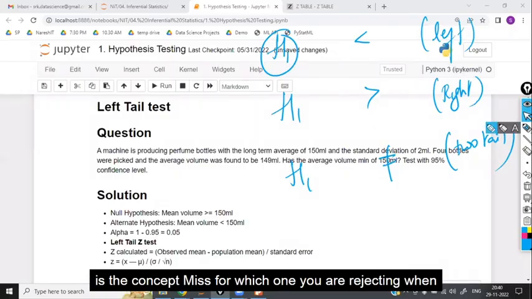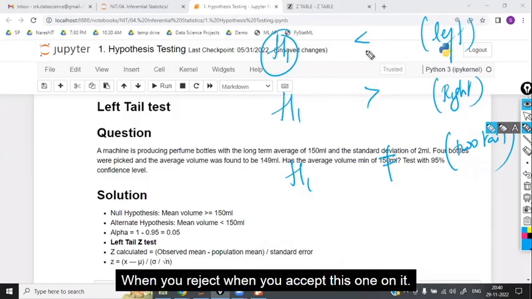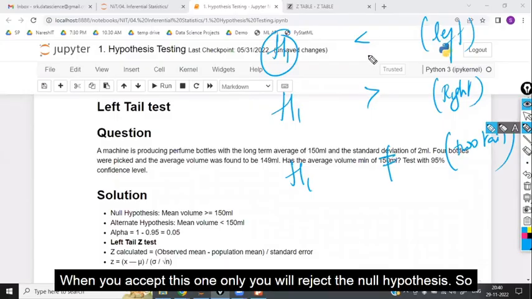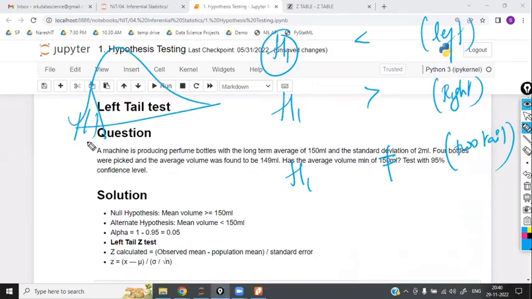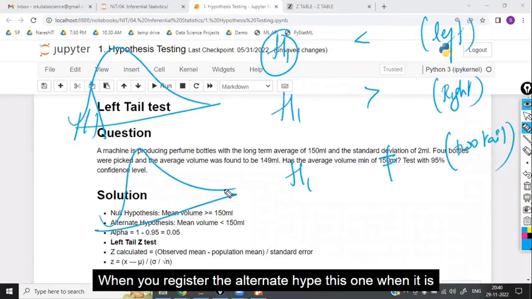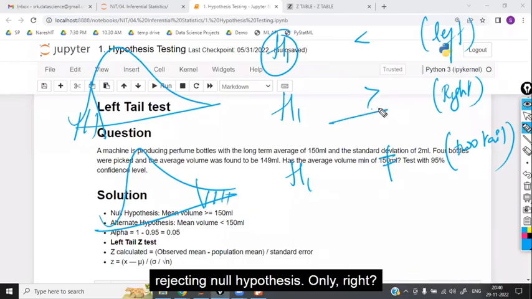Actually, what is the concept? For which one are you rejecting? When you accept this one only, you will reject the null hypothesis. So when it is less than, you will reject the null hypothesis. When it is greater than this one, you will reject the null hypothesis. You are accepting this one, means rejecting the null hypothesis only, right?